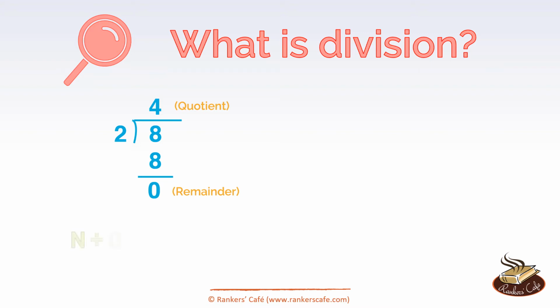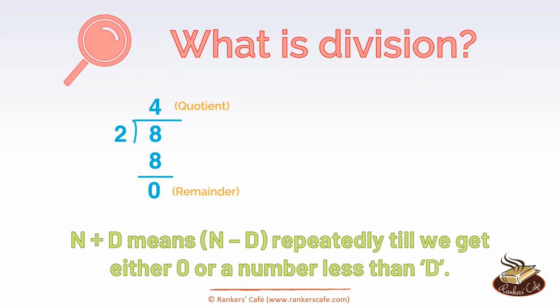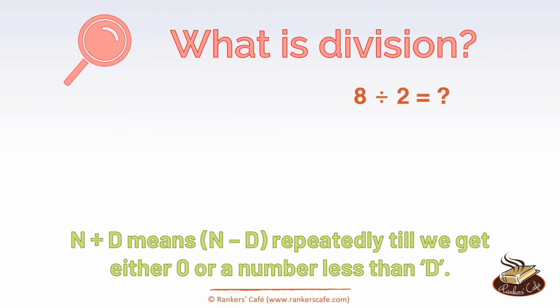Division of a number n by a number d means subtracting d from n repeatedly till we get either 0 or we get a number which is less than d. For example, let us divide 8 by 2. So, first let us subtract 2 from 8, which gives us 6. This is our step 1.